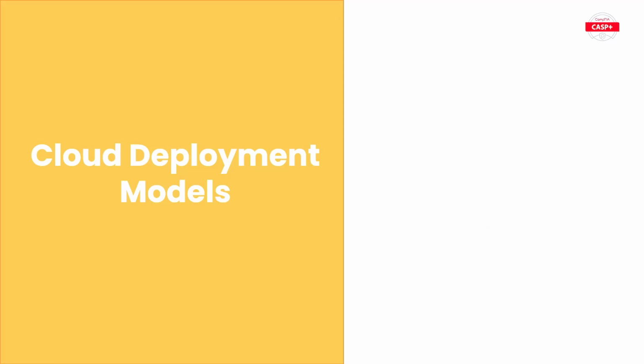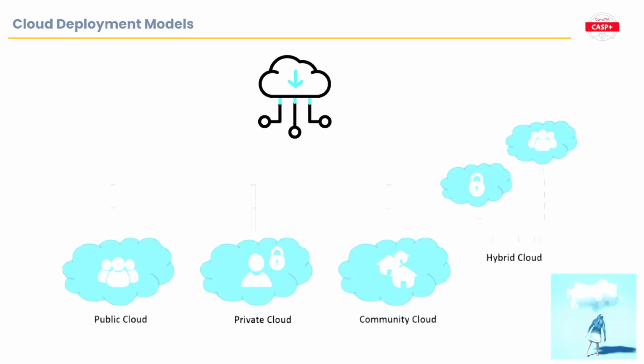All right, now let's talk about cloud deployment models. Here, cloud computing can be further divided into types based on the service models deployed. Cloud technology is deployed and consumed in a variety of ways, including private, public, hybrid, and community cloud. So what are these and what are the differences? Let's focus first on the private cloud.